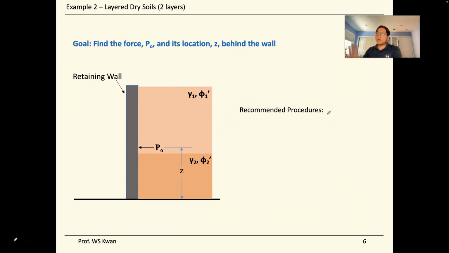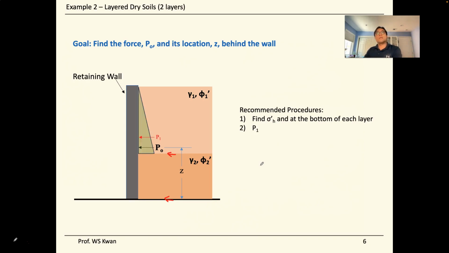Again, I have a recommended procedure when you see a 2-layer system on dry soil. First, you find the horizontal stress at the bottom of each layer. So you find the horizontal stress at the bottom of the first layer and also at the bottom of the second layer. But before you get there, you find the vertical stress, right? And also find the K0 values for each layer. Then you are able to find the horizontal stress. We'll work on an example problem together.